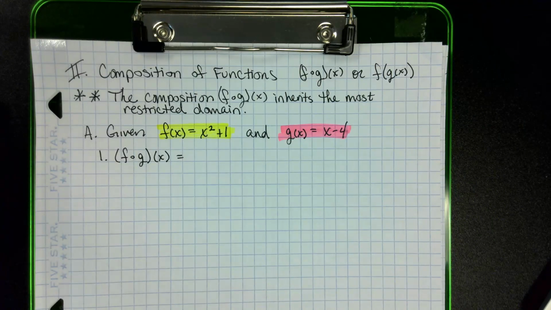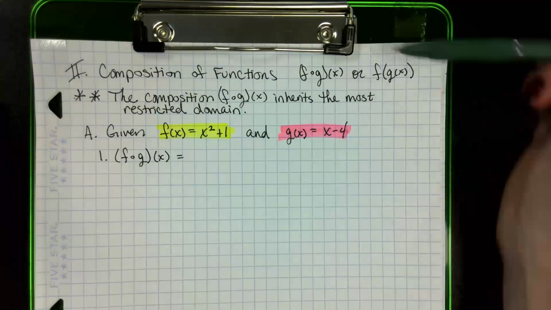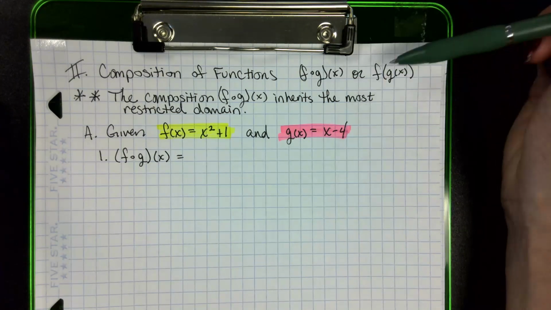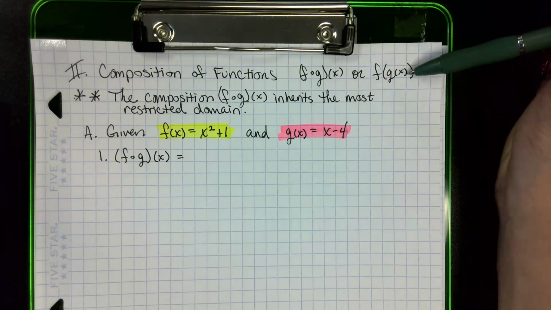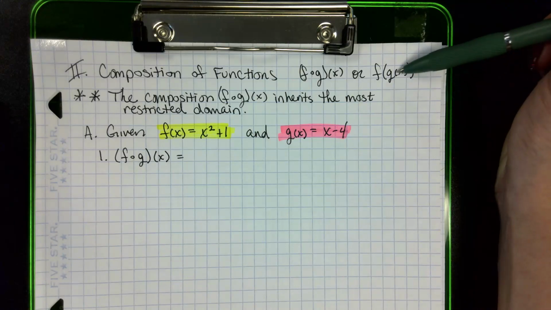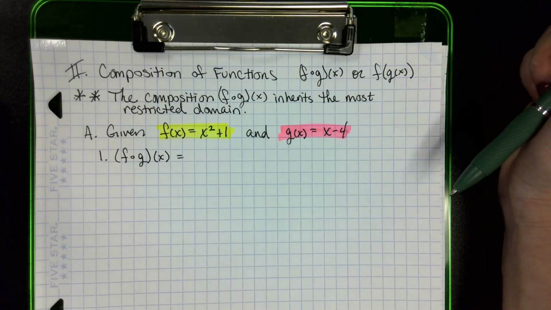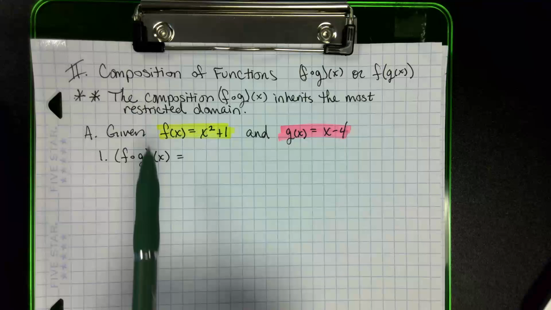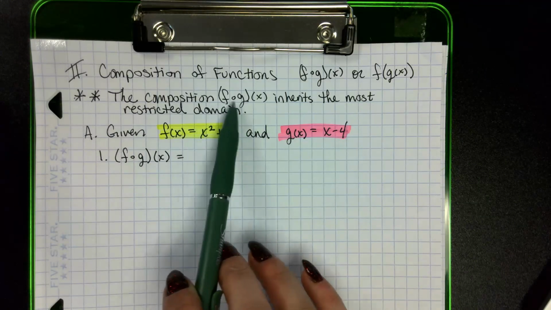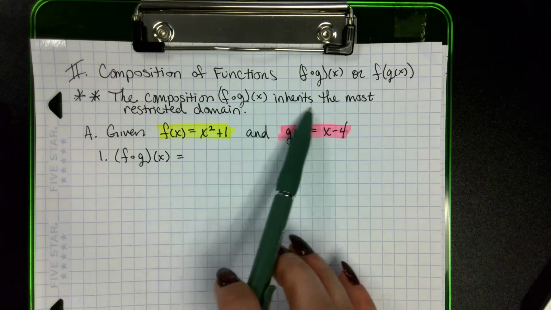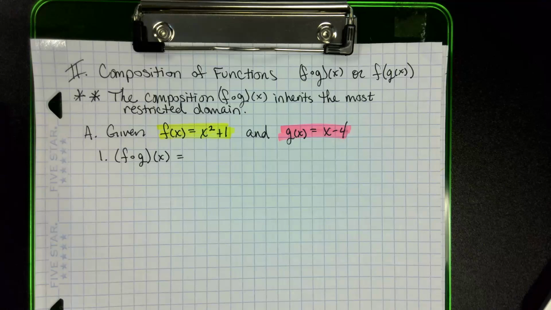Okay, so part 2 is the composition of functions, f of g of x, where g of x is replacing the x of f of x. And a side note, the composition f of g of x inherits the most restricted domain. So whatever restrictions you have on the domains of the two that you start with, you have to restrict your domain that much.